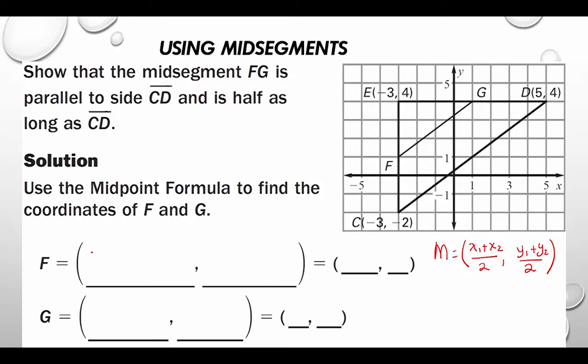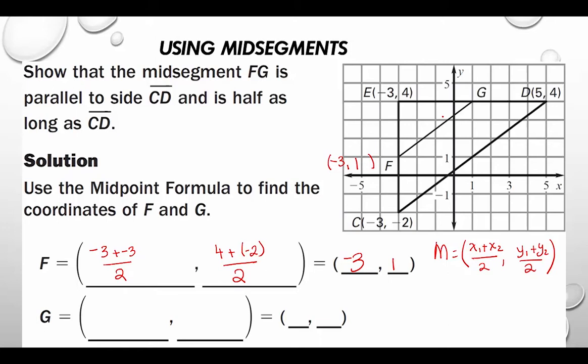So F is located at -3 plus -3 divided by 2. -3 plus -3 is -6, divided by 2 is -3. Then we have 4 plus -2 divided by 2. 4 plus -2 is 2, divided by 2 is 1. So our midpoint F is located at x equals -3 and y equals 1.